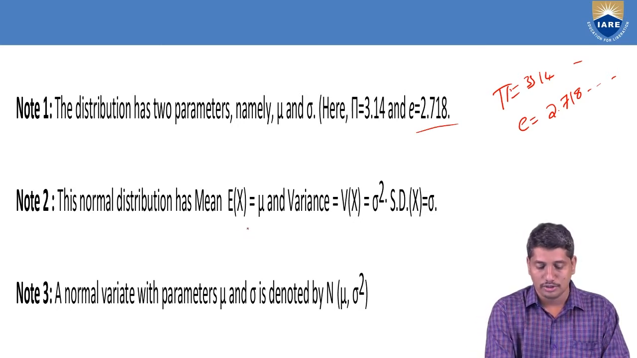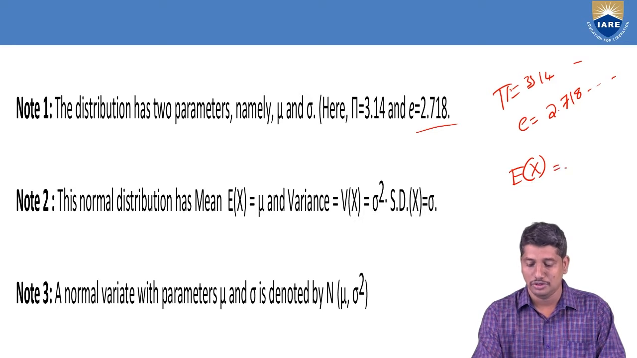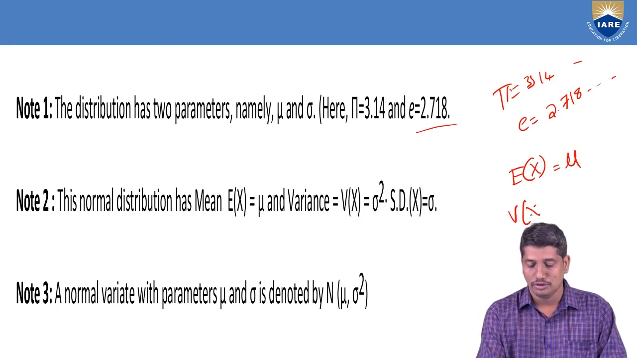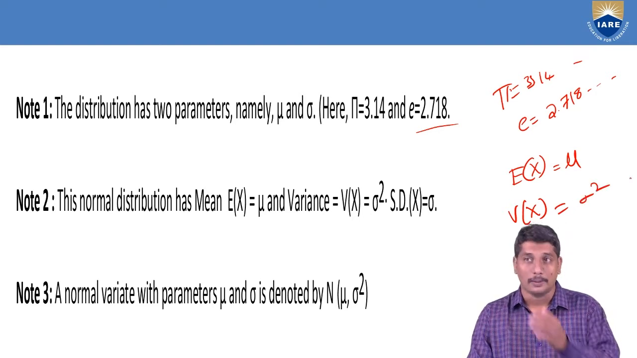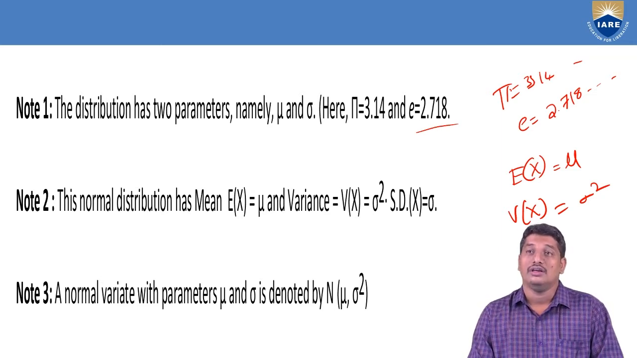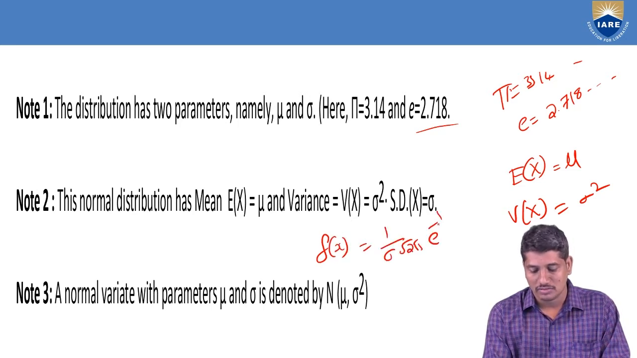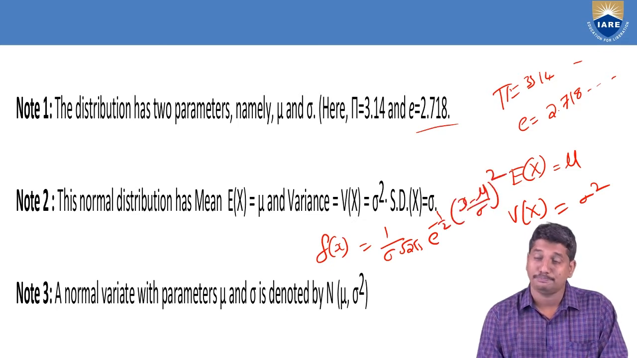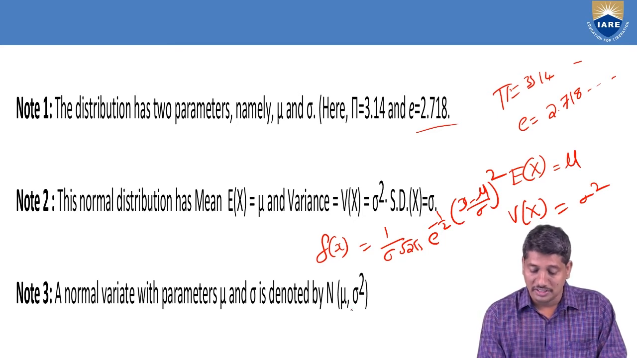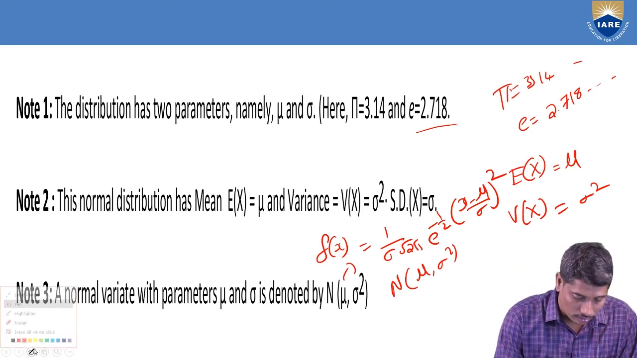Here we are going to prove that the mean, that is the expectation E of x of the normal distribution, is equal to mu, and the variance is equal to sigma square. That means we are going to prove that mu and sigma square are nothing but the mean and variance of the normal distribution. So in general, any normal distribution whose density function is 1 by sigma root 2 pi e power minus 1 by 2 (x minus mu by sigma) whole square can be represented as a normal distribution with mean mu and variance sigma square. This is a representation.